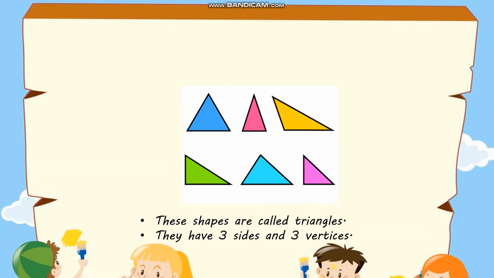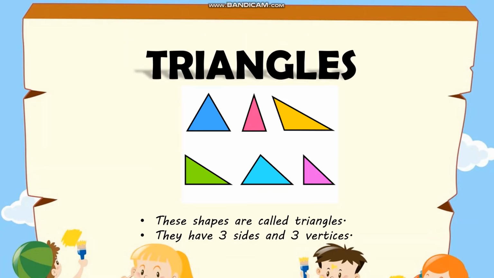Fourth shape is a triangle. So they have 3 sides and 3 vertices. So there are different triangles. Triangles that are of the same length, we call it equilateral. And the rest of the triangles here in this example are irregular triangles because their sides and angles are not the same. So this one is equilateral.